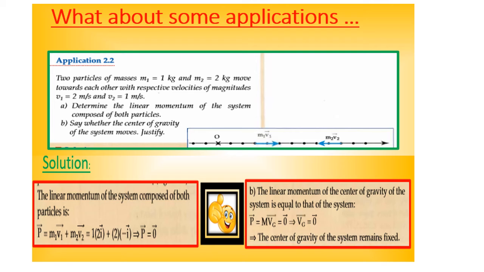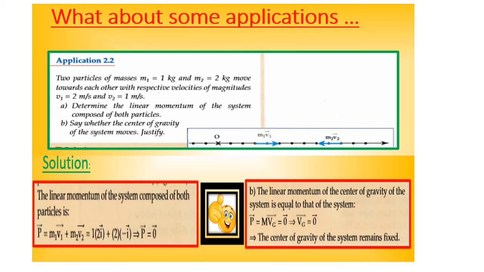Consider this application. Two particles of masses m1 equals 1 kilogram and m2 equals 2 kilogram move toward each other. Move towards each other means their velocity vectors have opposite directions, with respective velocities of magnitudes v1 equals 2 meters per second and v2 equals 1 meter per second. Kindly look at the figure.